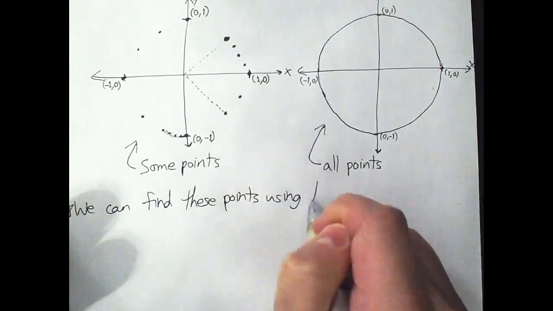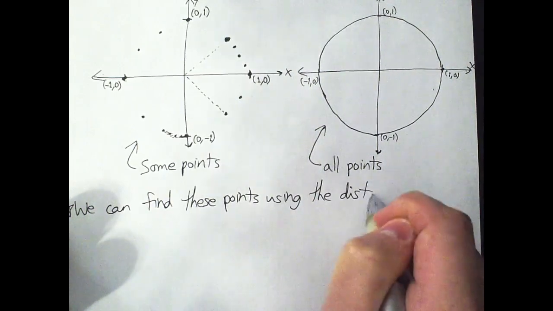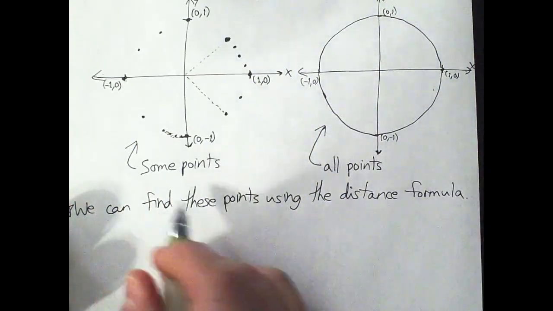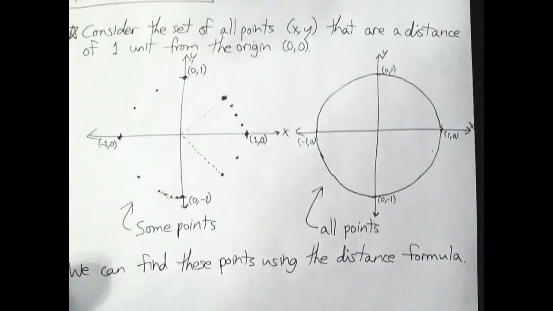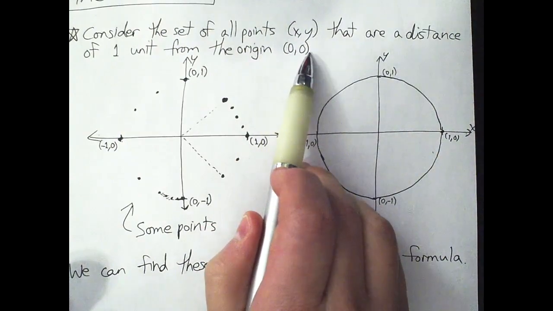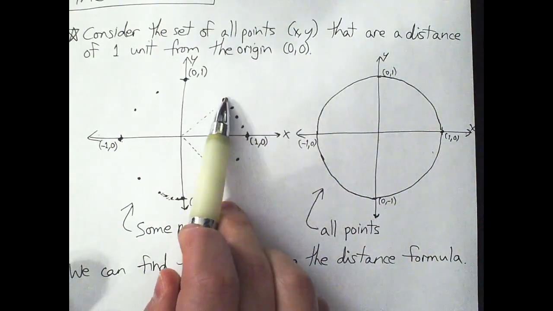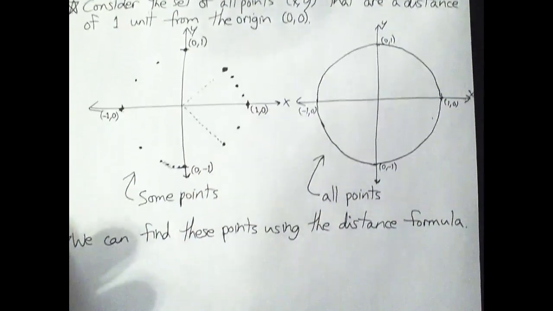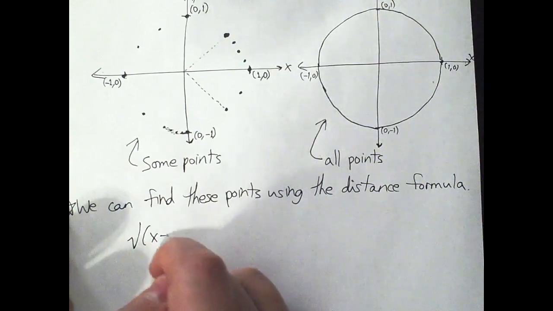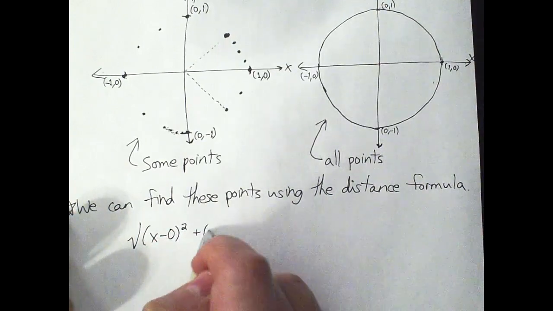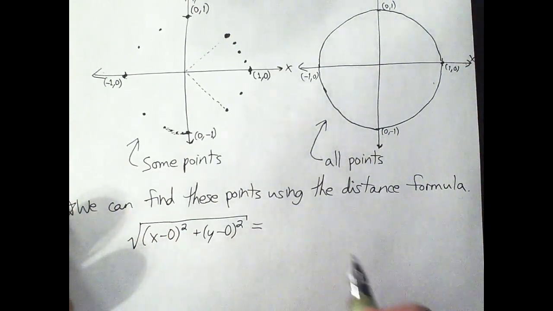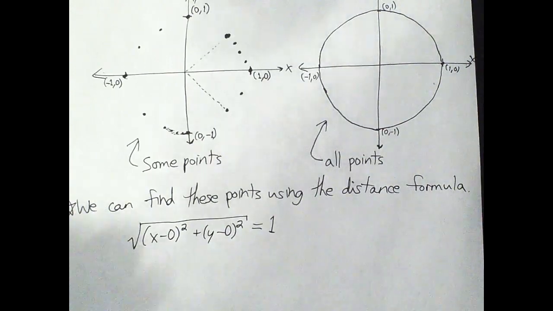Using the distance formula, we're talking about a distance of 1. What's the distance from x comma y to 0 comma 0 of just any point? Let's put it in the distance formula. It would look like the square root of x minus 0 squared plus y minus 0 squared. And we want this distance to be 1. So we know what the distance is supposed to be.